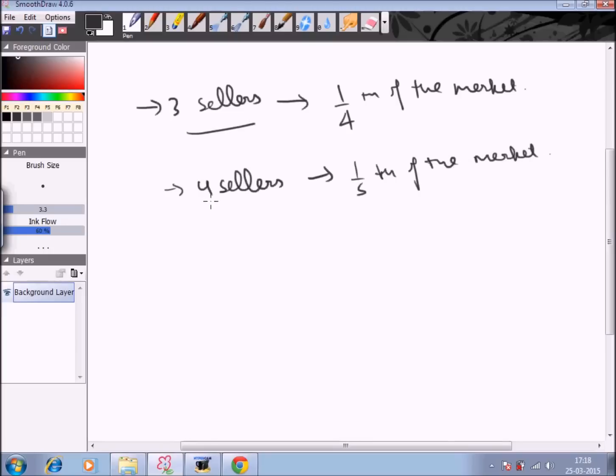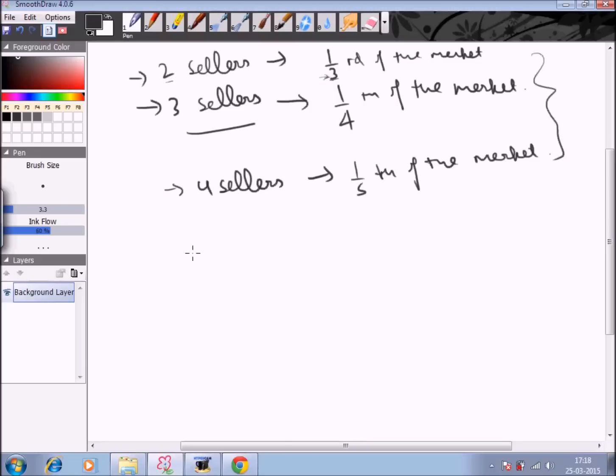Now you can very well see here, when there were 2 sellers, and we have seen the derivation also, each one of them was taking 1/3 of the market. When the sellers increased to 3, each one of them was supplying 1/4 of the market. When the sellers increased to 4, each one of them was supplying 1/5 of the market. So you can see here the relationship between the number of sellers and the market they are supplying. Like if the number of sellers is 2, the denominator of the market they are supplying is 3. That is, it's one added to the number of sellers.